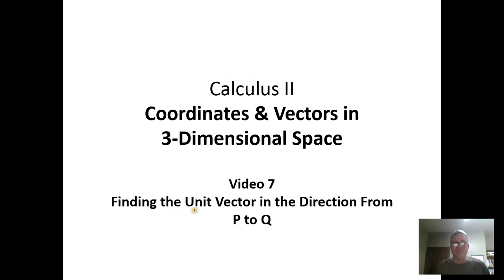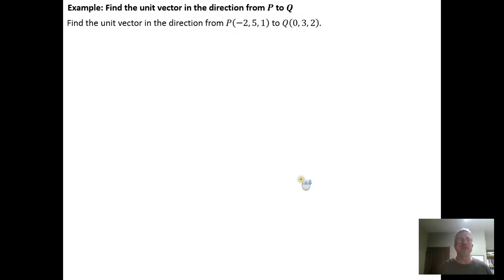So in this video we're going to find the unit vector in the direction from P to Q. So it says find the unit vector in the direction from P (-2, 5, 1) to Q (0, 3, 2). So remember, the unit vector means we want a vector of length 1. So we're going to need to do a couple things here. We're going to need to find the vector from P to Q. We're going to need to find the size of the vector from P to Q.